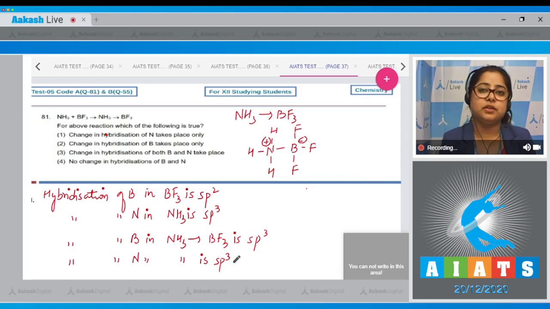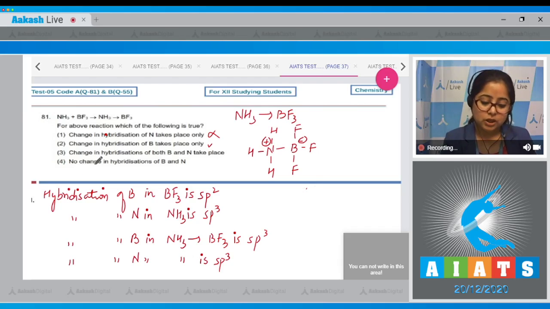Now we'll be able to identify the correct option. Change in hybridization of nitrogen takes place only. No student, it is very clear that the hybridization of nitrogen has not changed. Moving to next. Change in hybridization of boron takes place only. Student, this is a correct statement because there is a change in hybridization of boron only.